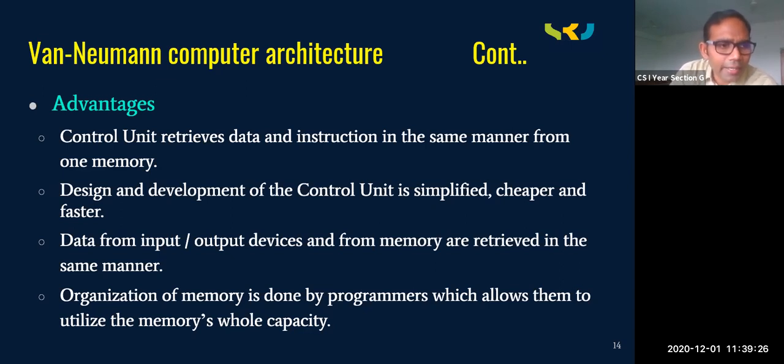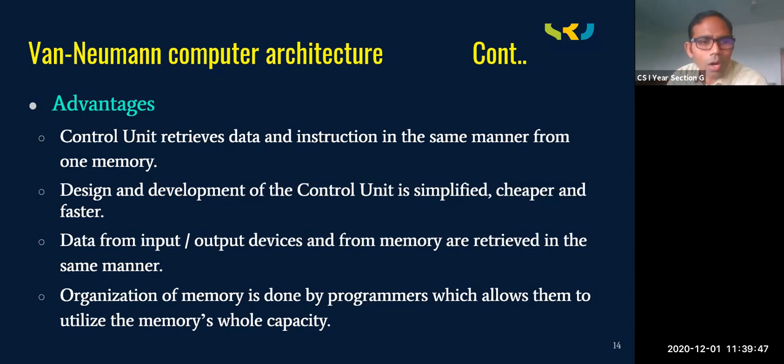Then data from input or output devices and from memory are retrieved in the same manner, because for everything the memory is the same in von Neumann architecture. Either the data is received from an input device, or from an output device, or from the memory, whatever the data comes is retrieved in the same manner.